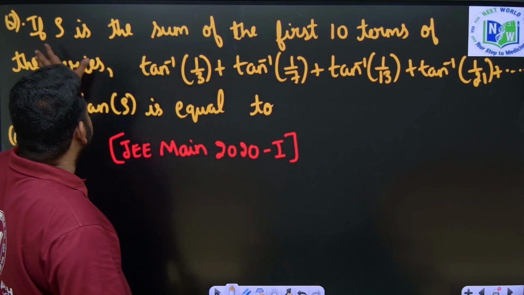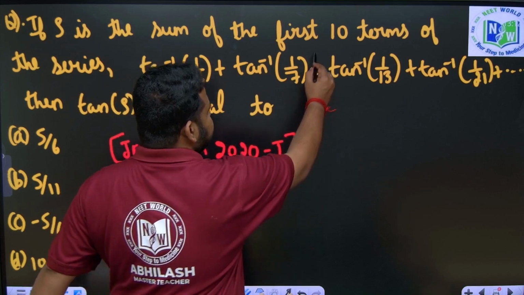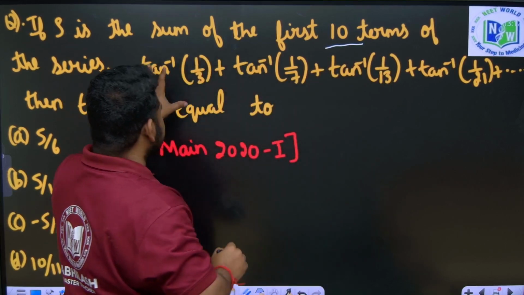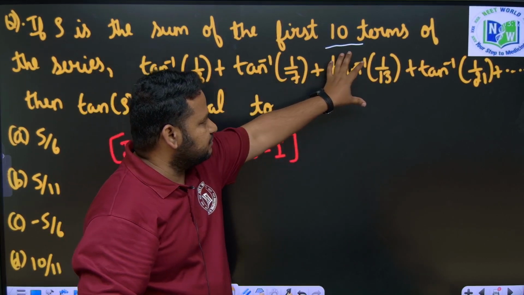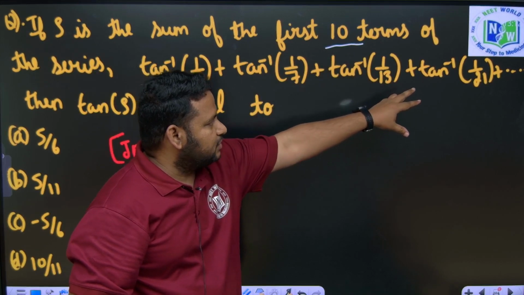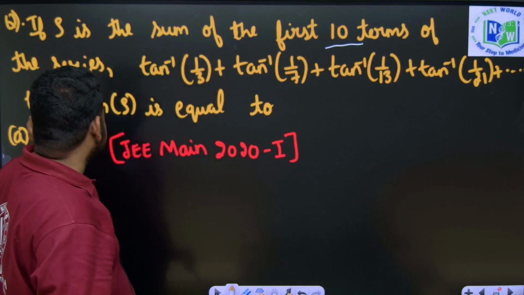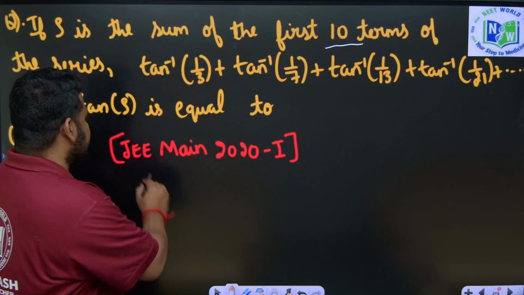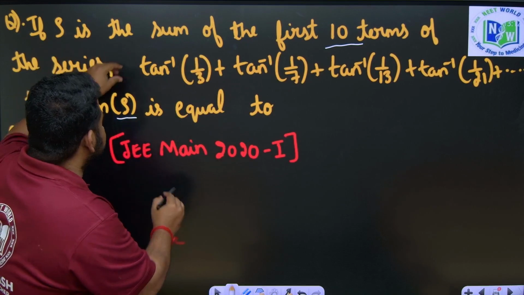They have given: if S is the sum of the first 10 terms of the series tan inverse of 1 by 3, tan inverse of 1 by 7, tan inverse of 1 by 13, up to tan inverse of 1 by 211, up to 10 terms, then tan of S is equal to what? They are asking tan of S. S is equal to this one.